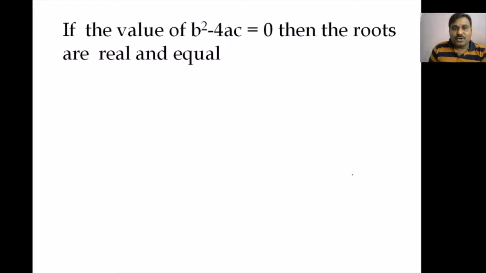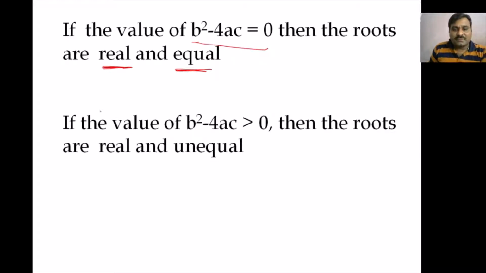If the value of b square minus 4ac of a quadratic equation is equal to 0, then the roots are real numbers, and they are equal. Two equal real roots we are going to get if b square minus 4ac is equal to 0. If the value of b square minus 4ac is greater than 0, meaning you get a positive value, then the roots are real and unequal. Unequal means we are not going to get the same roots, we get different roots.